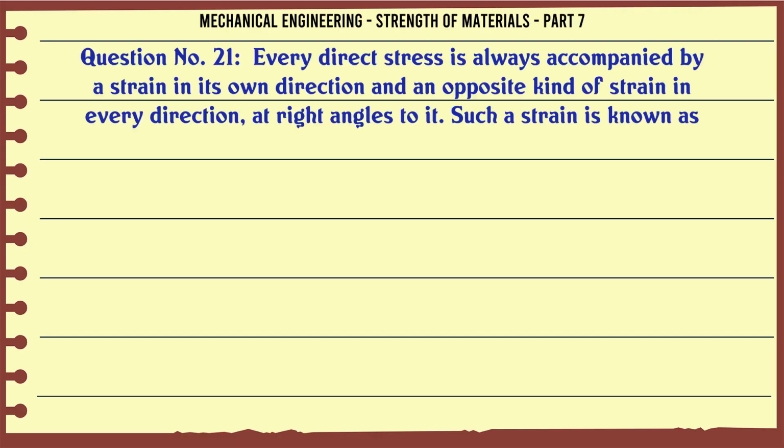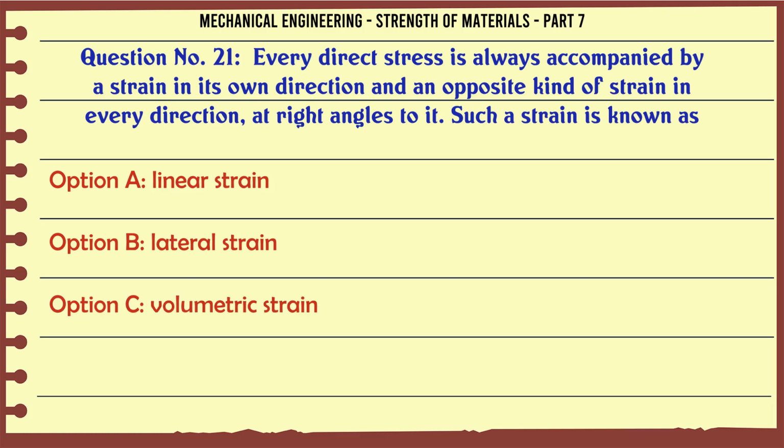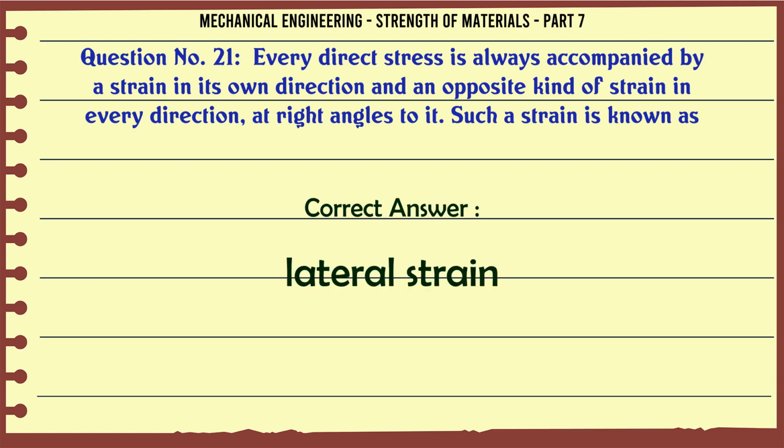Every direct stress is always accompanied by a strain in its own direction and an opposite kind of strain in every direction at right angles to it. Such a strain is known as: A. Linear strain, B. Lateral strain, C. Volumetric strain, D. Shear strain. The correct answer is lateral strain.